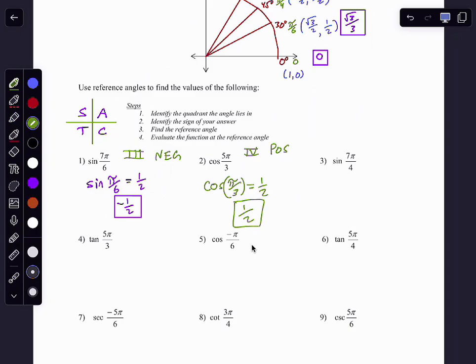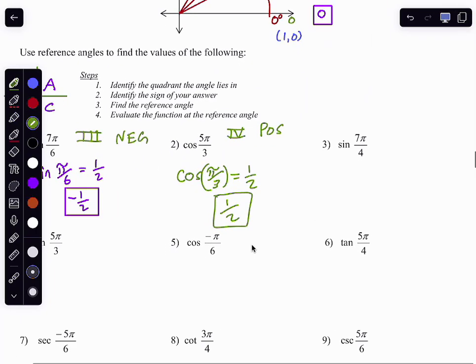Are there any questions about this while people are working? So 7 pi over 4 turns into quadrant 4, and it's negative, so you should have started with that. The reference angle is pi over 4.